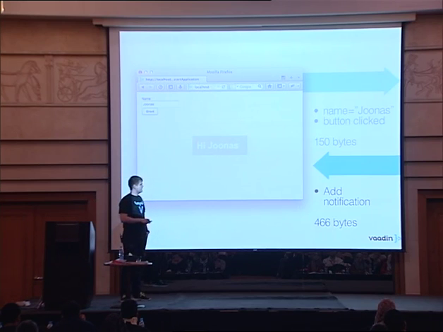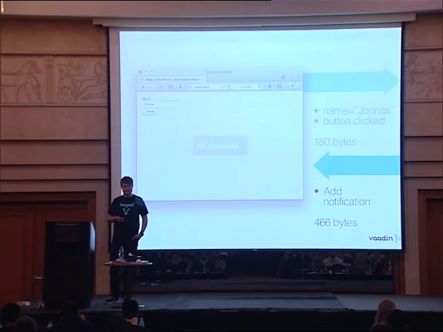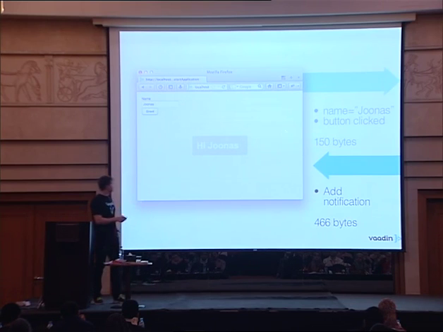And here it says add a notification on screen. And this part is 466 bytes. So it's basically a really, really efficient call back and forth. And it modifies the UI by showing this notification here on screen. And this is how Vaadin works. All the UIs are constructed in this kind of way. All the interactions go like this.